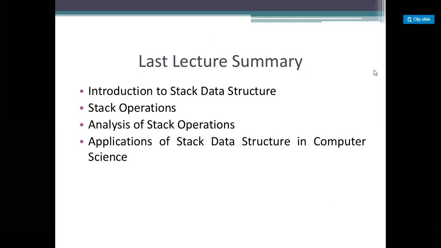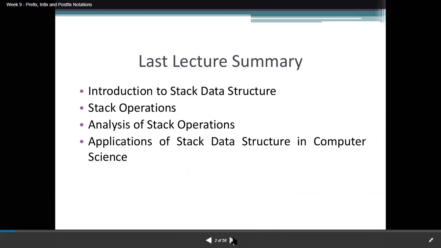And also we have actually seen one application that given equation, what we did step by step, just by using a stack, we evaluated expression. That takes a very complicated programming if we don't use stack. So this is the basic idea that we have covered in the last class.